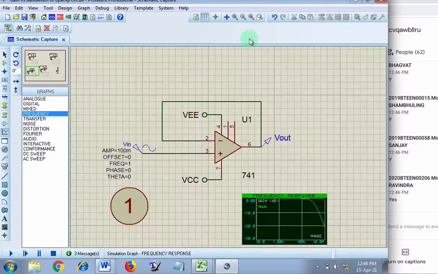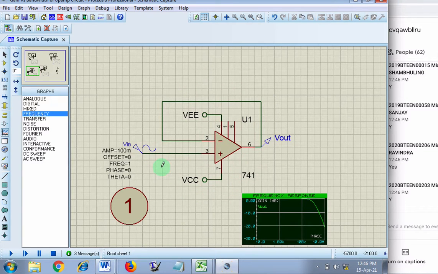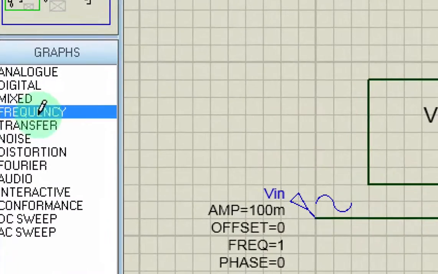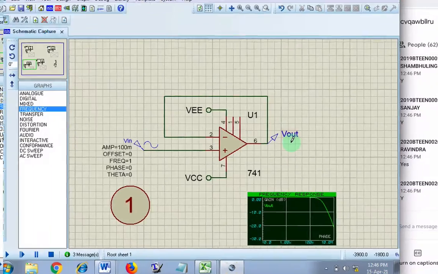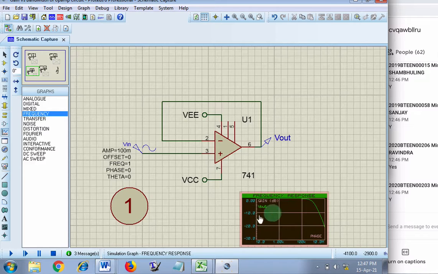Fine. So what you have to do, as a part of the practical, is assemble the unity gain amplifier, then give a sine wave signal of low amplitude, then provide the supply properly, and then use the frequency response graph. Just draw a rectangle here, and then drag and drop the V out signal on the left hand side.